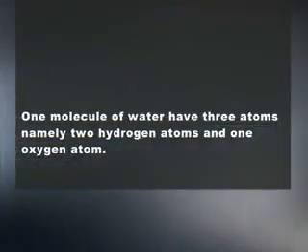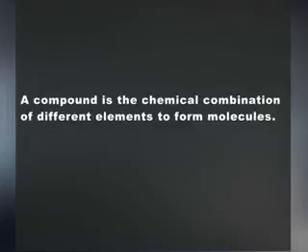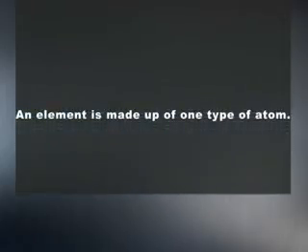Let's now recap what we've learned today. 1 molecule of water has 3 atoms, namely 2 hydrogen atoms and 1 oxygen atom. A compound is the chemical combination of different elements to form molecules. An element is made up of 1 type of atom.